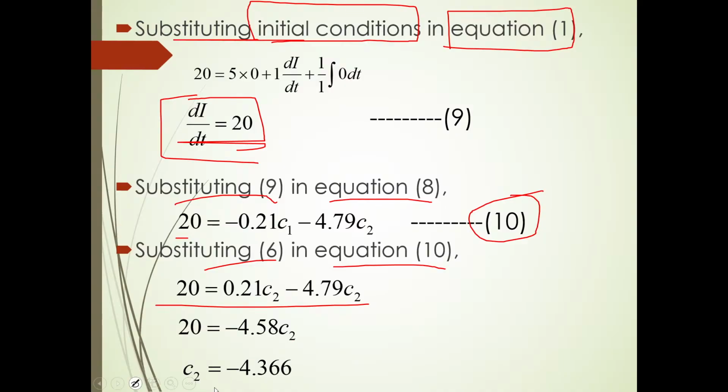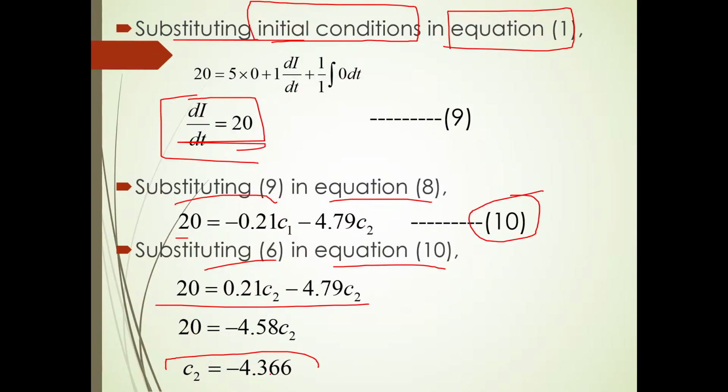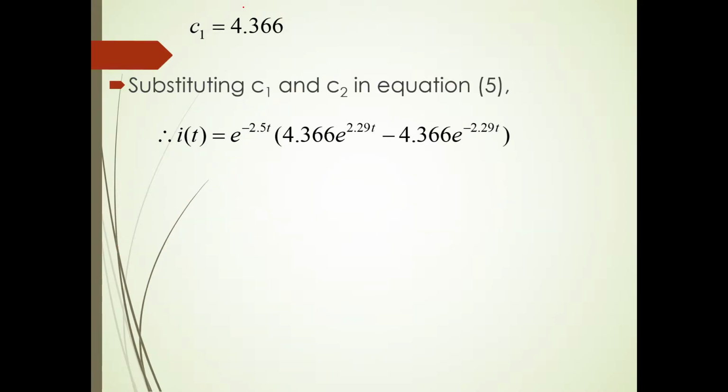C2 is equal to minus 4.366. You have got a value for C2. Now you know the relation between C1 and C2. What is the relation? Equation 6: C1 is equal to minus C2. Here C2 is minus 4.366, so what is C1? Plus 4.366. So C1 is plus 4.366.